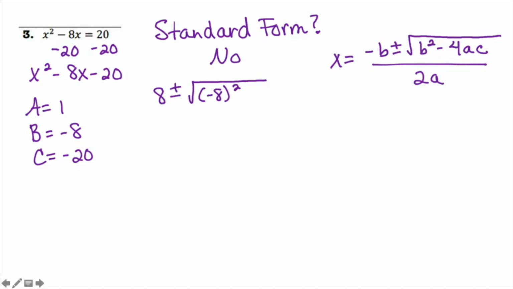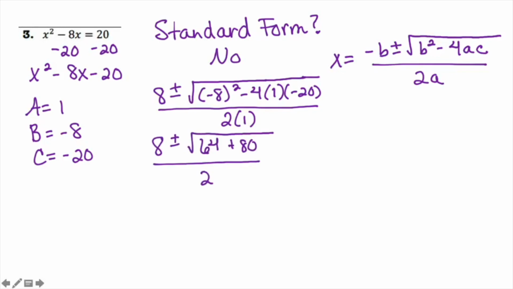And then minus 4 times a times c, all over 2 times a, which is 2 times 1. Now we're going to use the order of operations, so negative 8 squared is 64. Negative 4 times 1 times negative 20 is positive 80. And 2 times 1 is 2. So now you can combine like terms with 64 and 80, and you get 144.